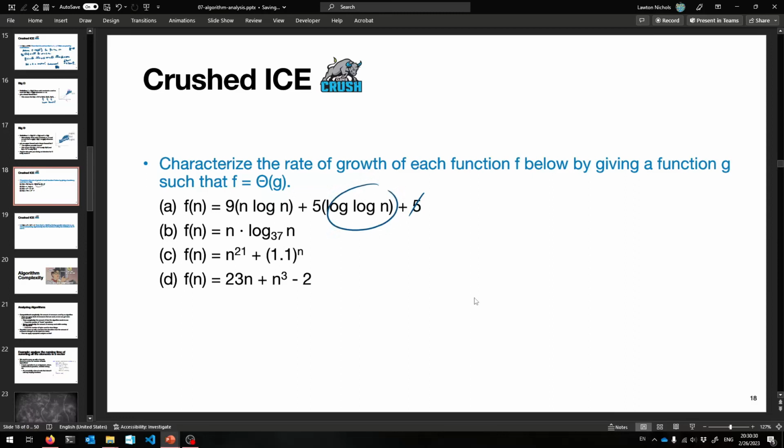The log of a log, I think, is smaller than a normal log, so that's fine. And also n times log of n, and n is helping that grow large. So 9n log n is the biggest term, and then we chop off the constant factor in front of that.